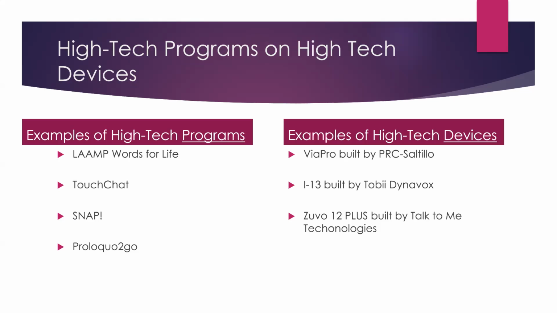Some examples of high-tech programs are LAMP, Snap, and Touch Chat. Maybe your child uses one of them. And then some of the devices would be the Via Pro, which is built by PRC Saltillo, and Tobii Dynavox has an i13. So these are all different examples of the devices. And you'll see here, these are a variety of devices that I'll go through a bit more.